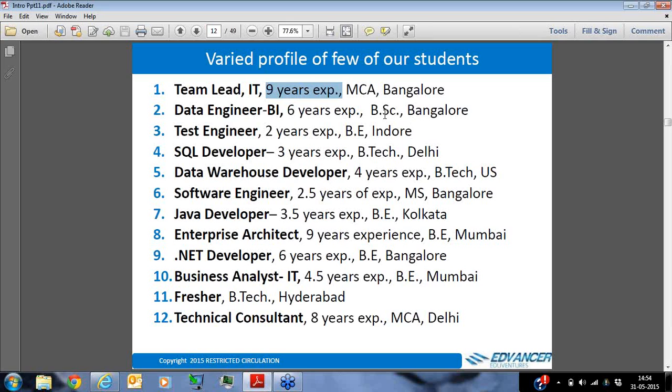In terms of educational backgrounds, most of them are engineers. Some of them have a BCA or an MCA degree. Some of them are BSc in computer science or MSc in computer science. And they come from across India and across the world. So a lot of people from US, a lot of people from Europe, Australia, Singapore, New Zealand, etc. take up these courses through us.